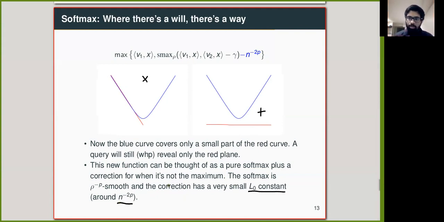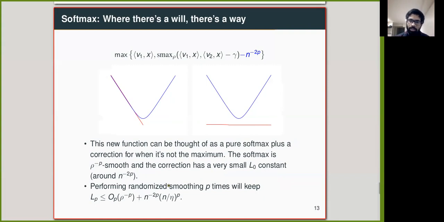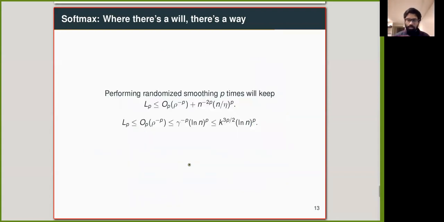And this is all that we need, because now when we smooth this function, if we do randomized smoothing p times, well, we get softmax had this LP constant. Our non-differentiable part here, the red part, when smoothed p times, has this LP constant: the original L0 constant times n by eta to the p. But the L0 constant is so small that it completely swallows up the n by eta to the p. And that is not relevant to us when we're looking at what the LP constant is.